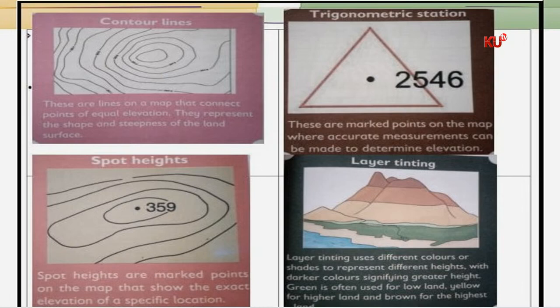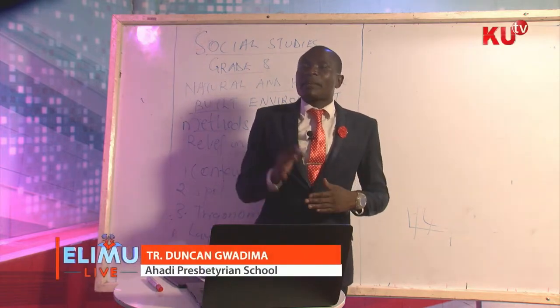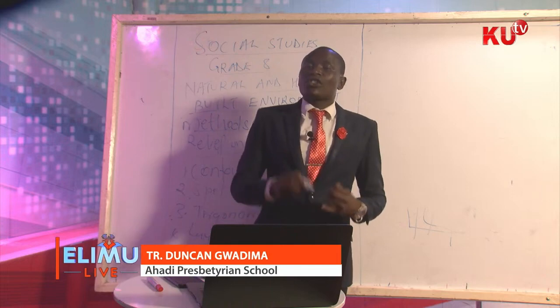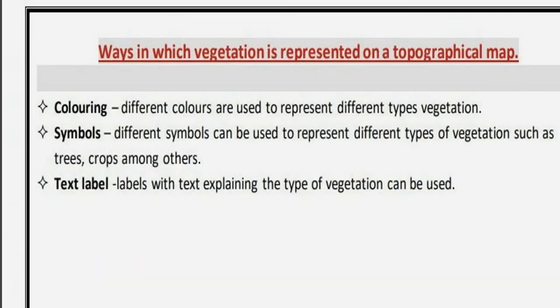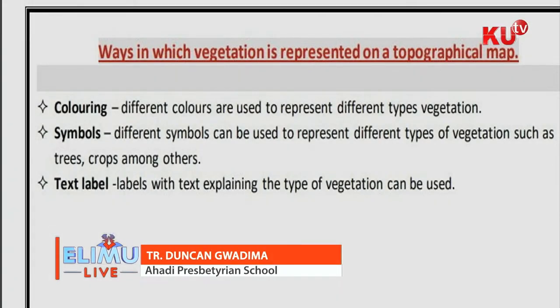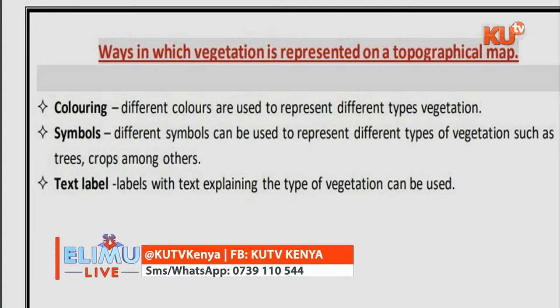Now, how do we represent vegetation on a topographical map? Vegetation can also be represented using different methods. You can use symbols, you can use color, you can also use text labels. Different colors can be used to represent types of vegetation. We can still use symbols to represent these vegetations, and also text labels explaining the type of vegetation.